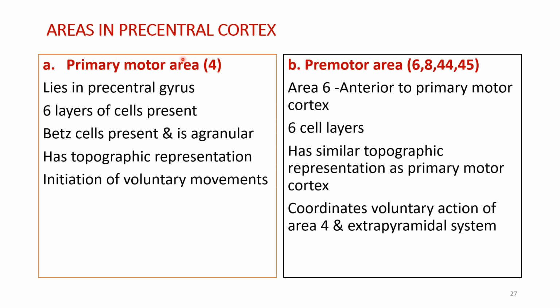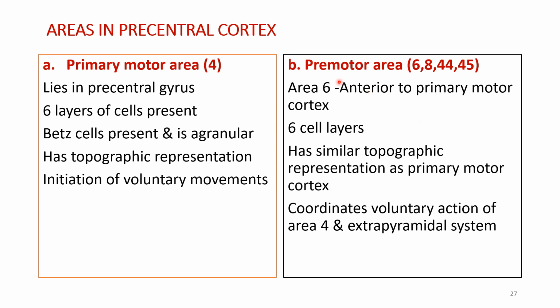So coming to areas in the precentral cortex. It has the primary motor area, number 4, which lies in the precentral gyrus. In this area, the 6 layers of the cerebral cortex are present, and Betz cells are present; it is agranular. It has a topographic representation of our body. It is responsible for initiation of voluntary movements.